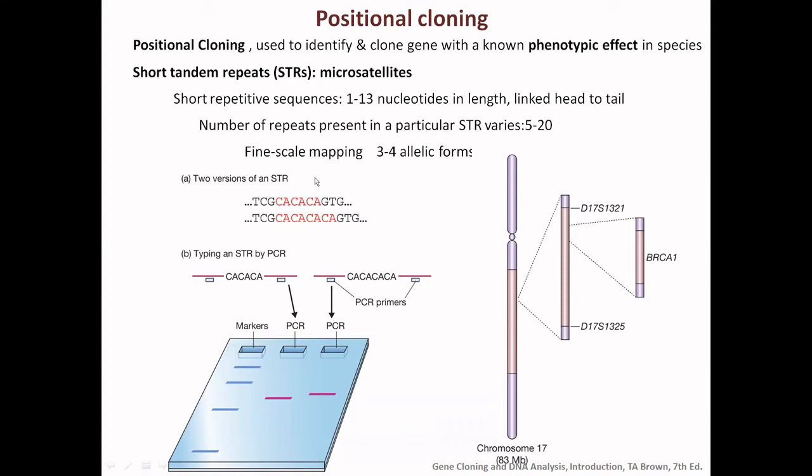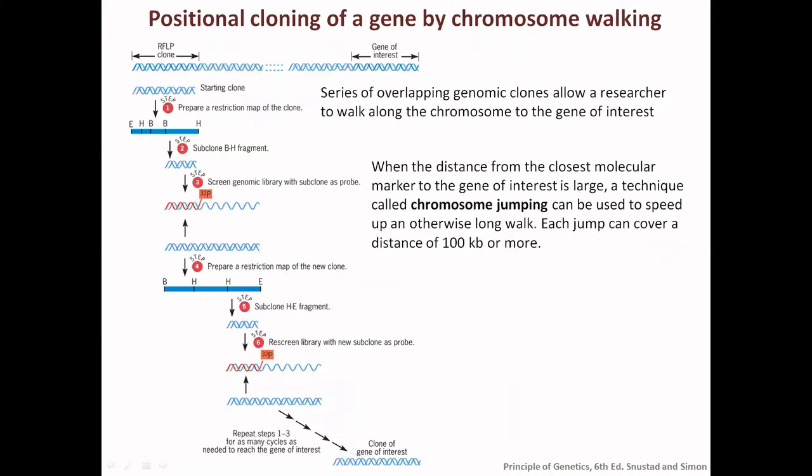So fine scale mapping can give us 3 to 4 allelic forms. So the two versions of the STR here, 1 to 3. One unit has 2 nucleotides, here 1 to 13, and the total is between 5 and 20. Here we have 1, 2, 3 repeats, and here 1, 2, 3, 4 repeats. So this is one band, this is 6 nucleotides, so it is smaller. This is 8 nucleotides, so it is larger. And this is present here. So like this, we do the positional cloning. This is chromosome 17, STR.